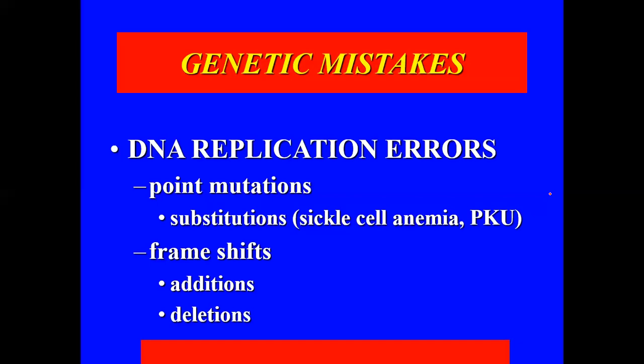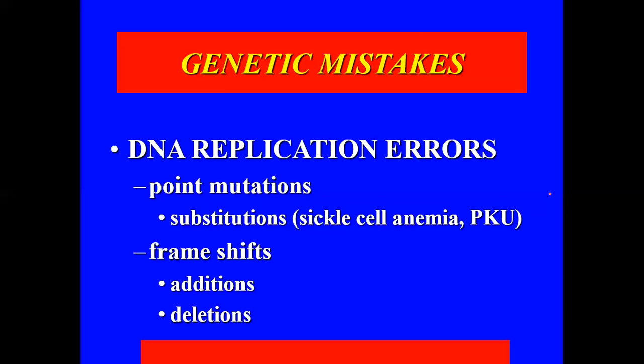We're going to give you two examples of substitution mutations like that, where just one base is substituted for another on the DNA when it replicates. Those two examples are substitutions that lead to sickle cell anemia and another disease called PKU.